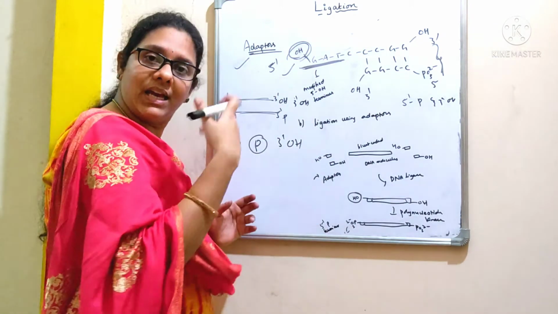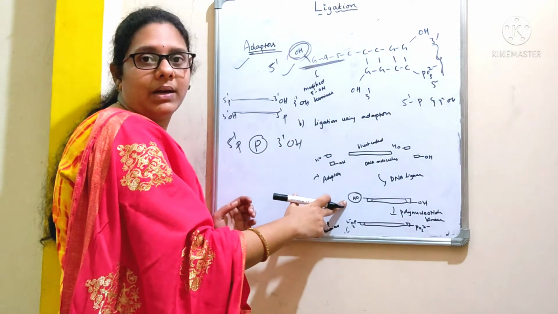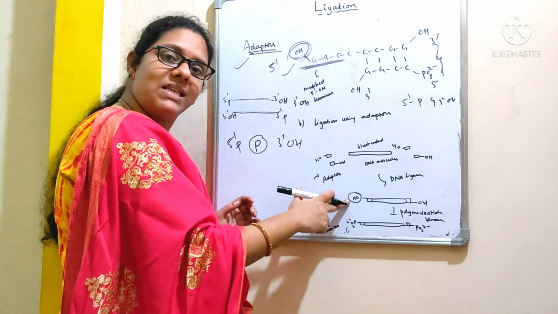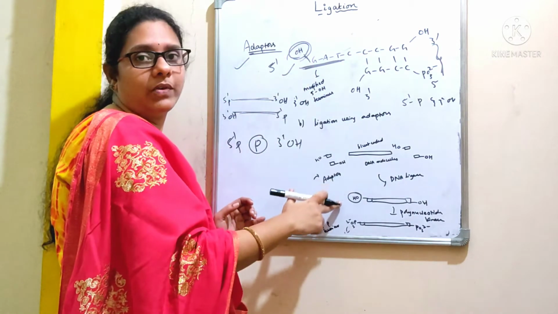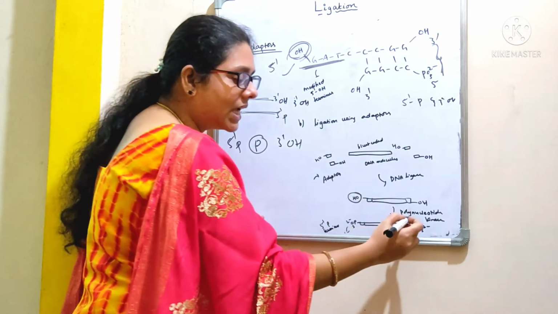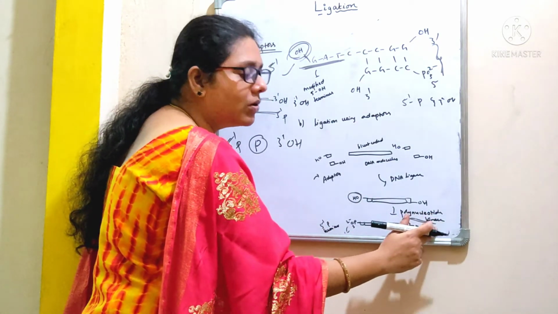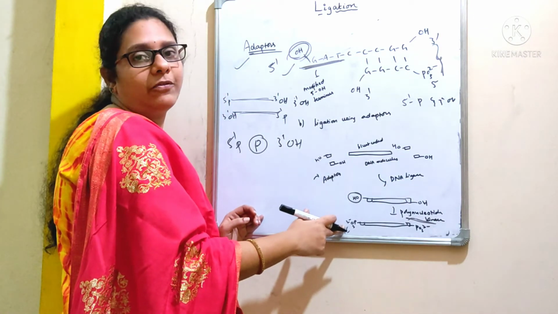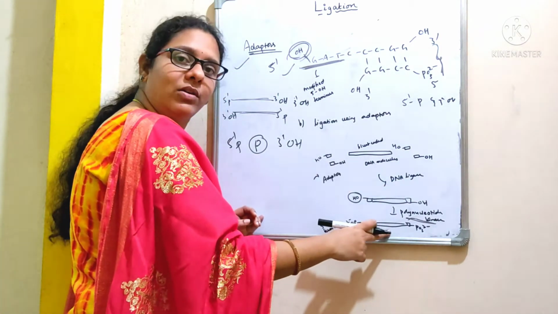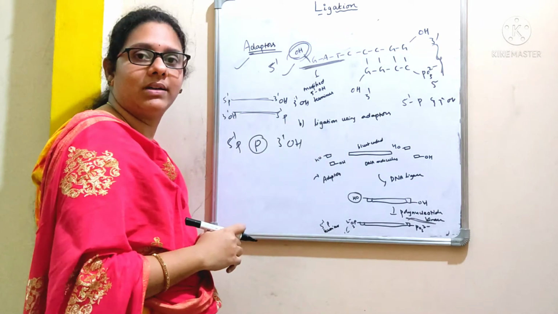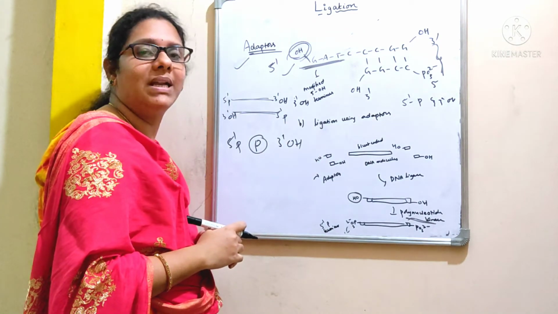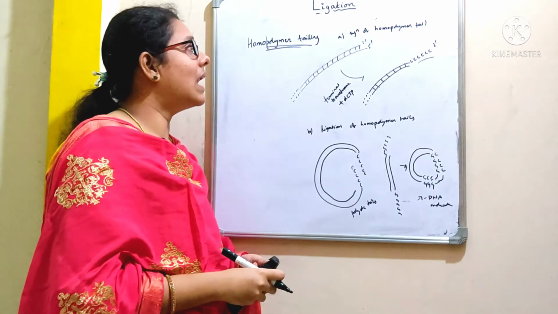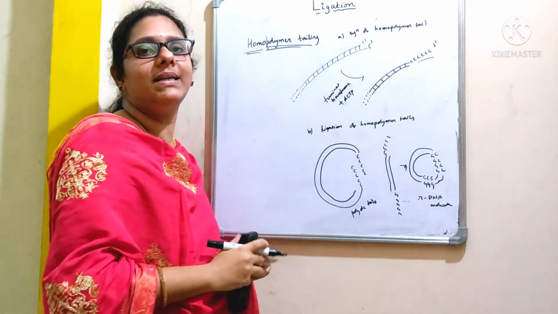For that reason, again we need to modify this 5' end. That is, we need to replace this hydroxyl group again with the phosphate group. For that reason, we take help of an enzyme called polynucleotide kinase, which is going to add a phosphate group at the 5' end. Now it is ready to join with the suitable vector with the help of enzyme DNA ligase.